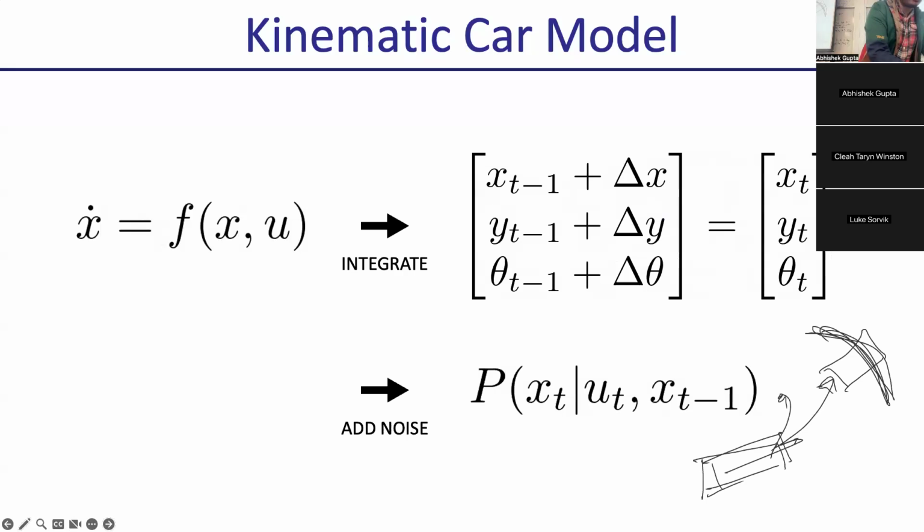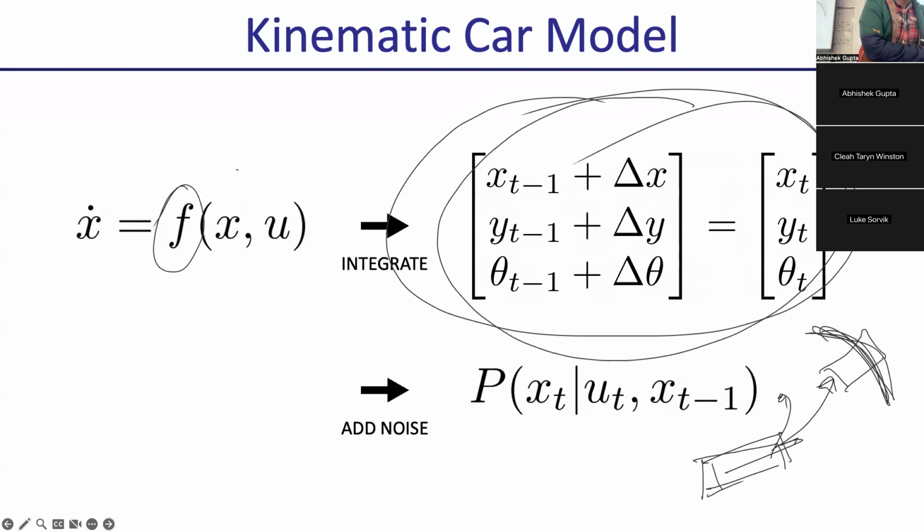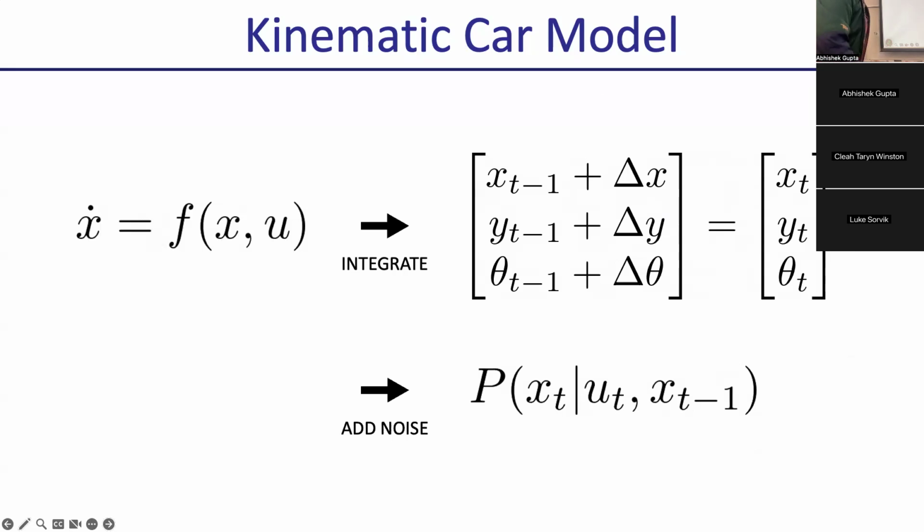And so we're first going to try and specify what f is using physics. We're going to do some integration to get what the next state is going to be. Then we're going to add some noise to get uncertainty. Right? So the motion model is going to be physics, integration, uncertainty. Questions?